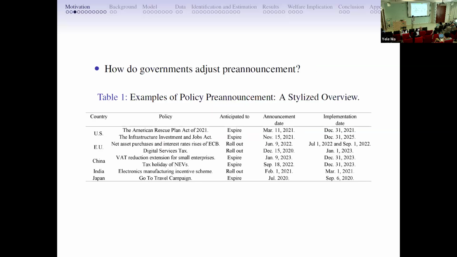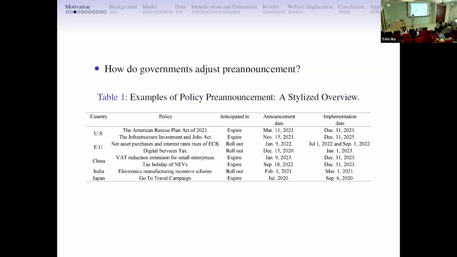There are even many more cases in different kinds of pre-announcements. Some policies are pre-announced to expire at a specific date. For instance, the first example, there's a row here. The American Rescue Plan just ended December 31, 2021, but it was announced to the market on March 11.